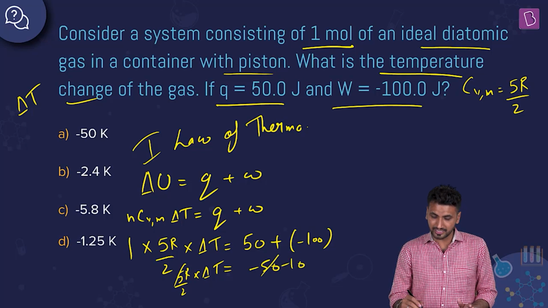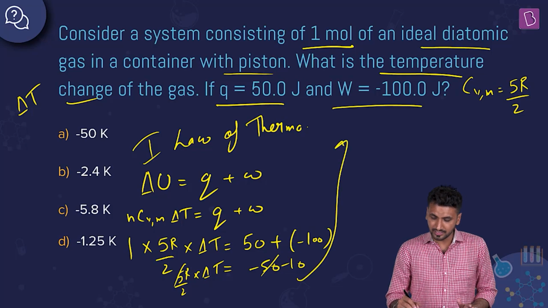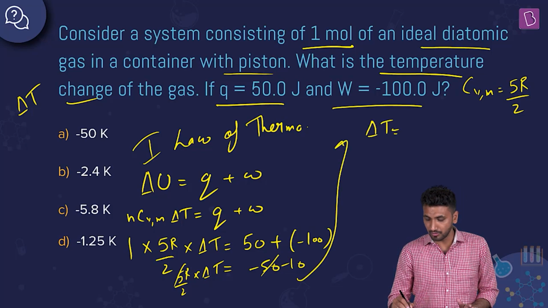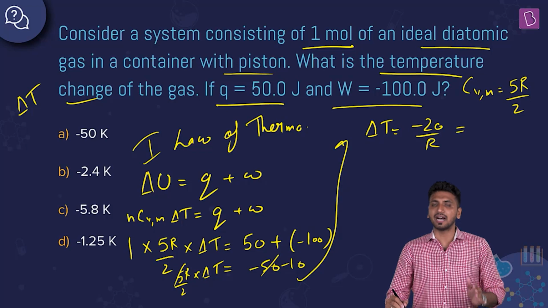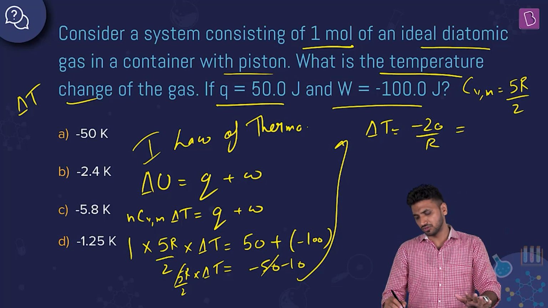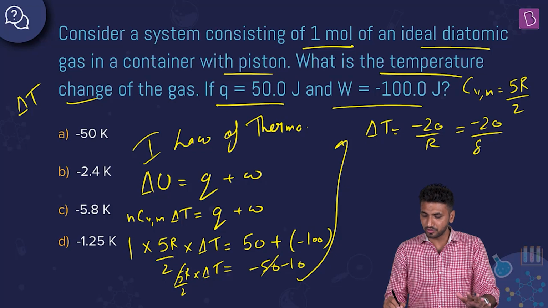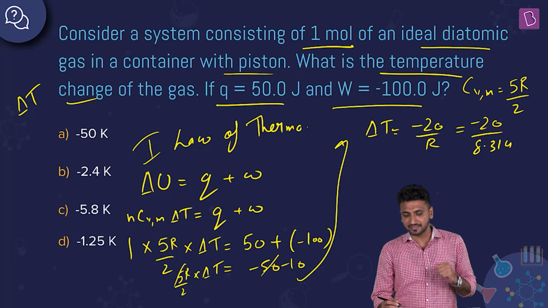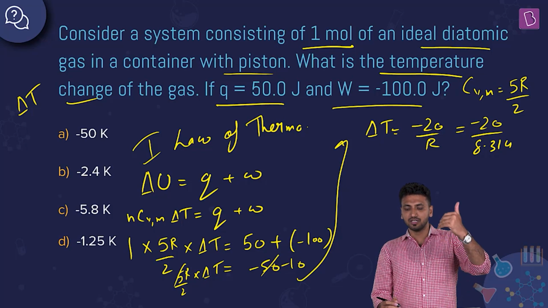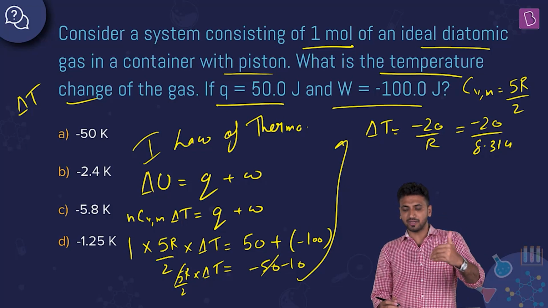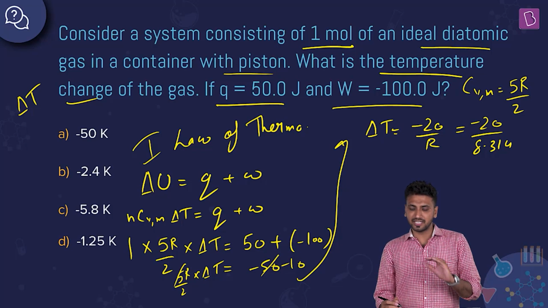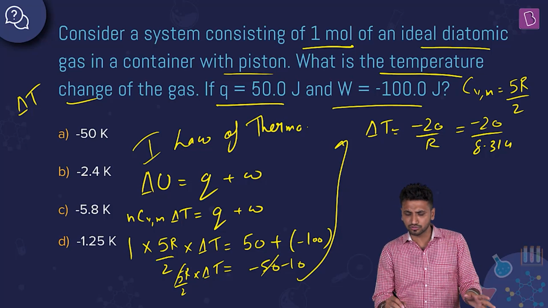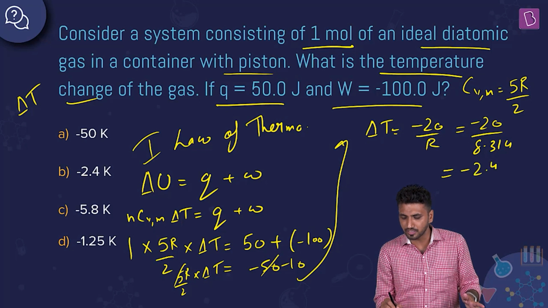So delta T is minus 20 by R. When everything is in SI units, the value of R is 8.314. If it had been 20 by 8, that would be 10 by 4, 5 by 2, which is 2.5. Instead of 8, we have 8.3, so the value will be slightly less than 2.5, close to 2.4. So it will be minus 2.4 Kelvin.